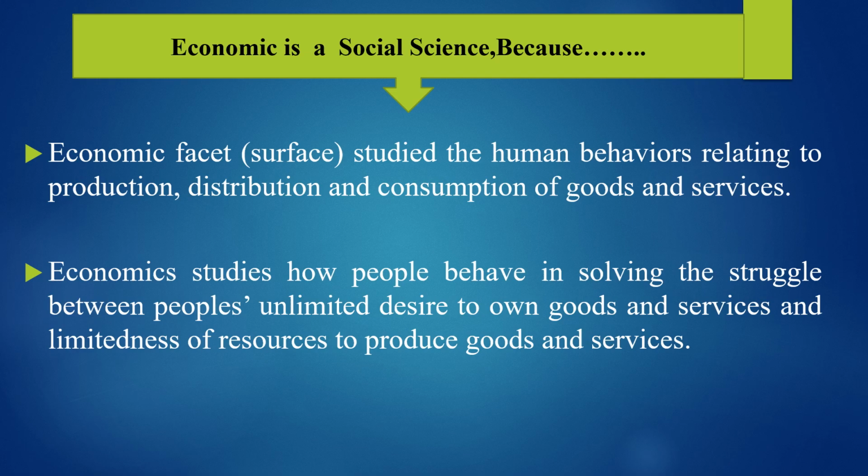Economics is a social science. When asked to prove that economics is a social science, it's important to consider the following factors to develop a comprehensive answer. The first one: economics studies the human behaviors relating to production, distribution, and consumption of goods and services. Second, economics studies how people behave in solving the struggle between people's unlimited desire to own goods and services and the limitedness of resources to produce goods and services.